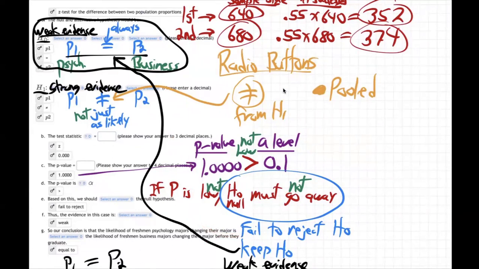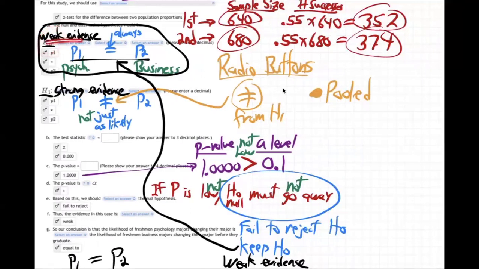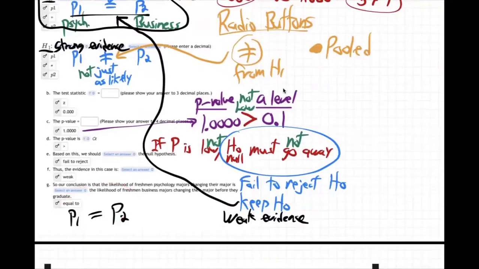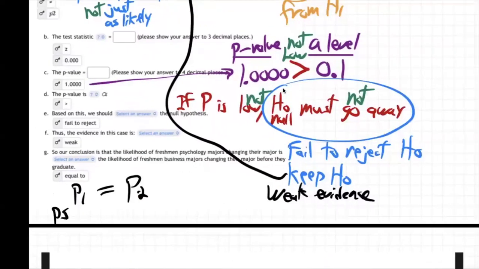The null right here, the H0, null is a fancy word for 0. The null says weak evidence. He's always weak. It's just like court law, you start with weak evidence. And he says P1 equals P2. So I go, oh, okay, evidence is weak, and P1 equals P2. What are P1 and P2 again? Remember, it's the psych majors and the business majors. We're saying that their rate of changing their major is pretty much equal.